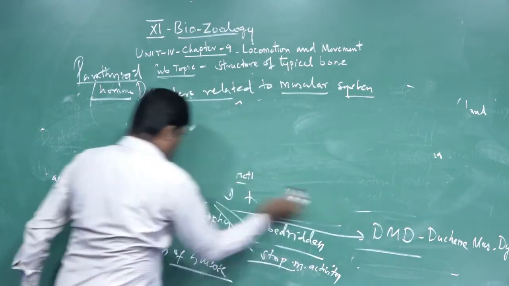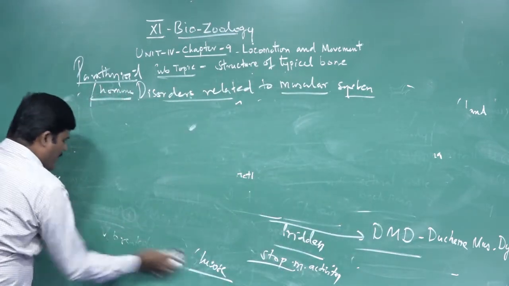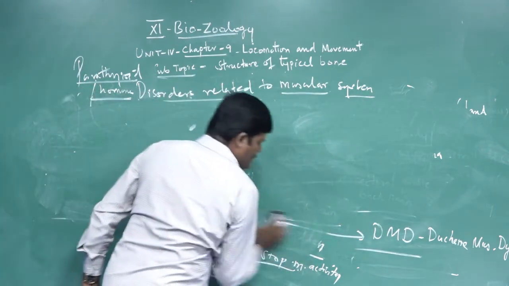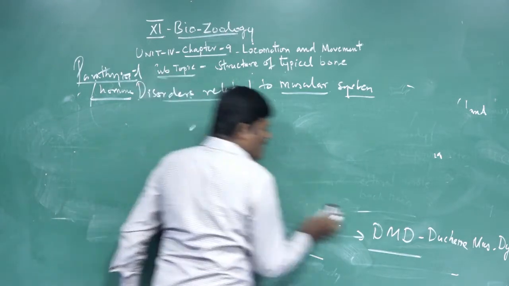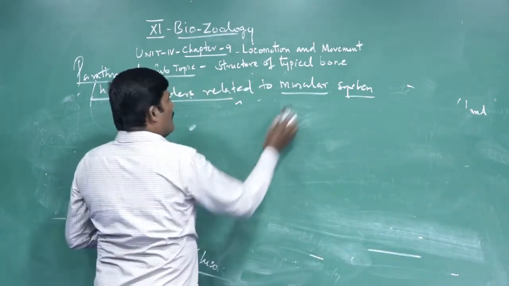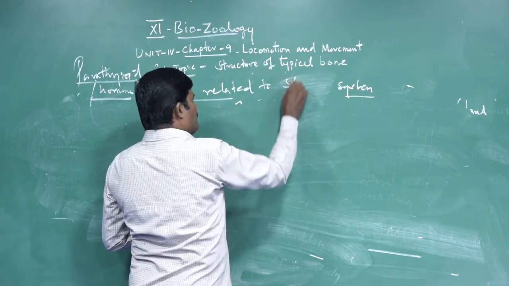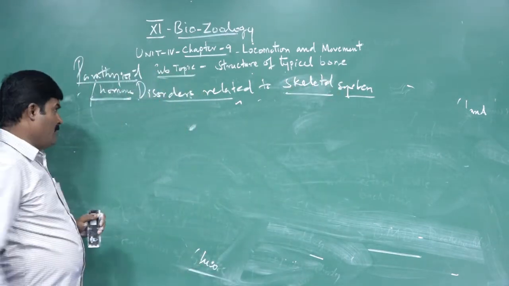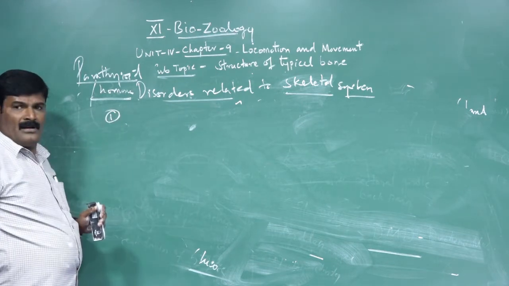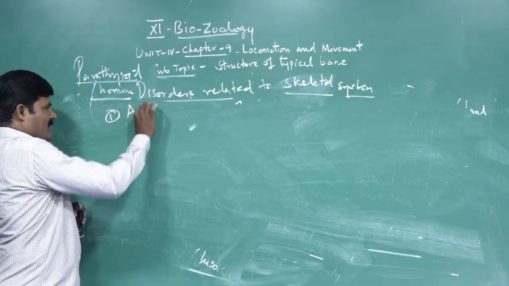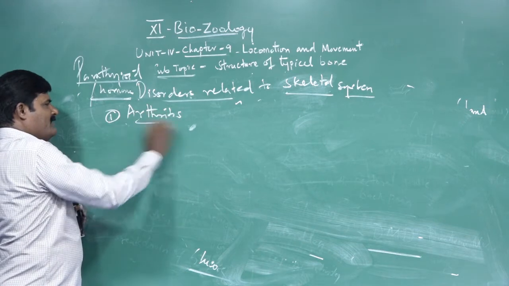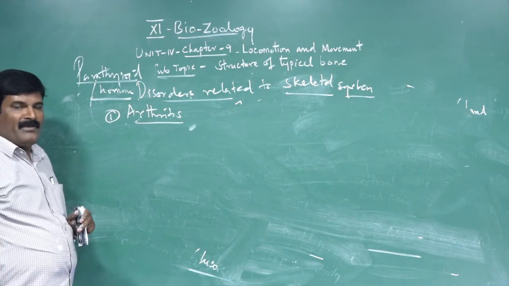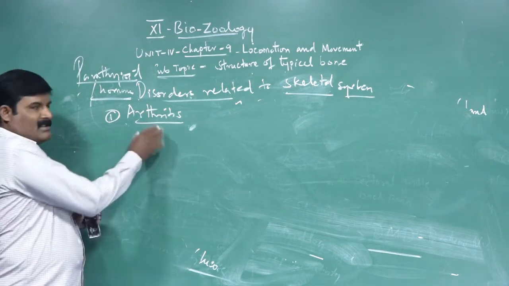The next problem is related to the bones, that means the skeletal system. One is arthritis. That is a common problem. Inflammation of all kinds of bone joints is called arthritis.